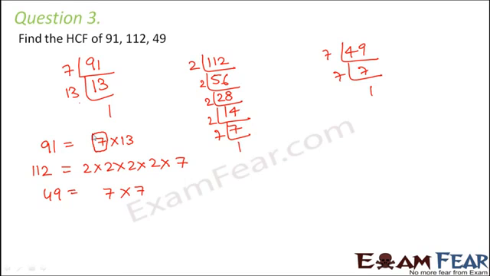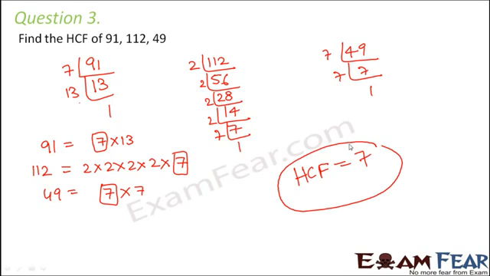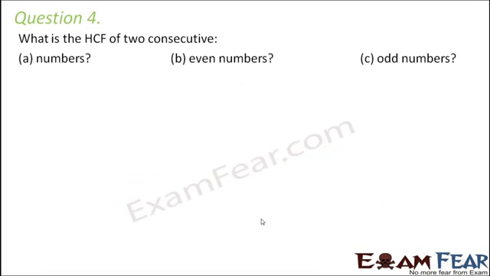So let us find out the common factors. 7 is a common factor because it is present in all of them. Other than that, do you have any common factors? No. Therefore, the HCF of 91, 112 and 49 is 7.